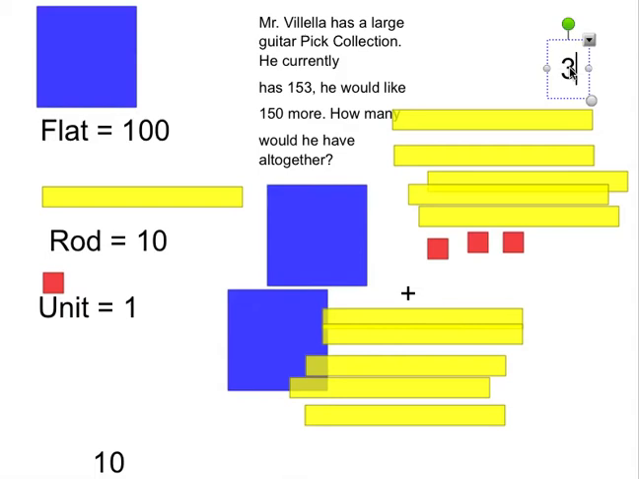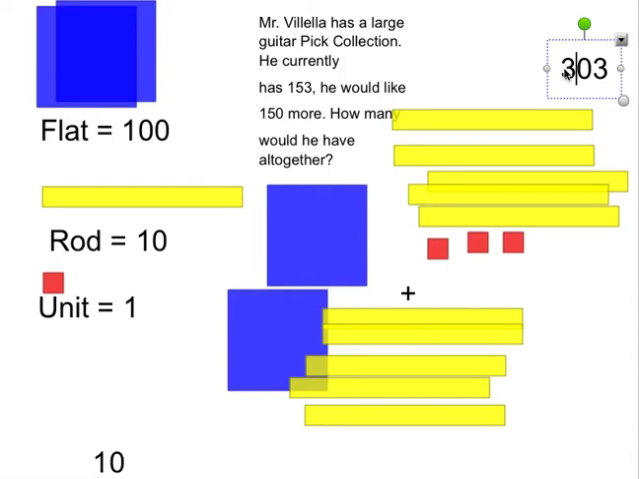Sorry. The 0. I'm just going to remember that basically what you're doing is you're taking all these tens here and making them into one big flat. So actually what it would be is 303, like that. Okay, so we'll be looking at some questions like this, a word problem using base 10 blocks.